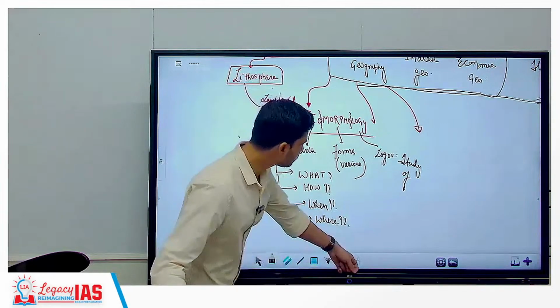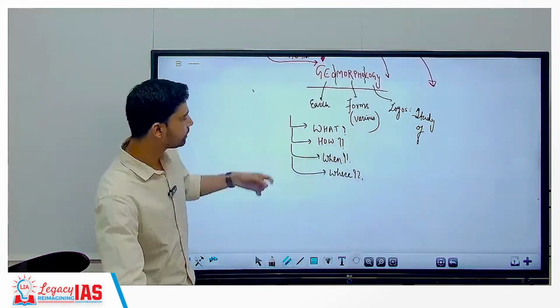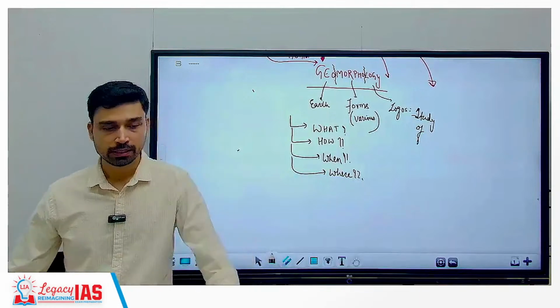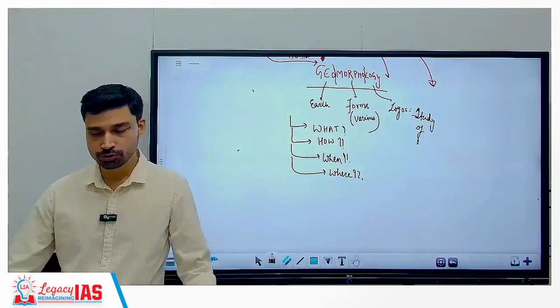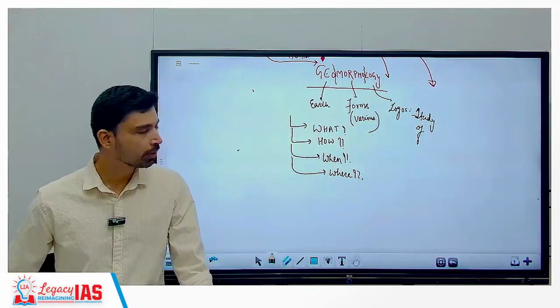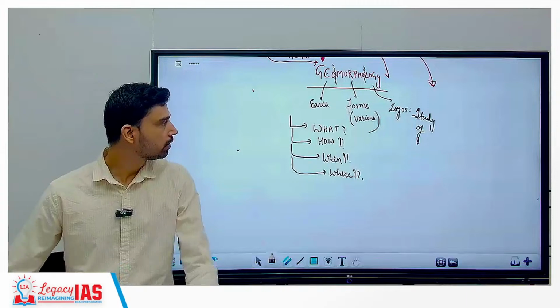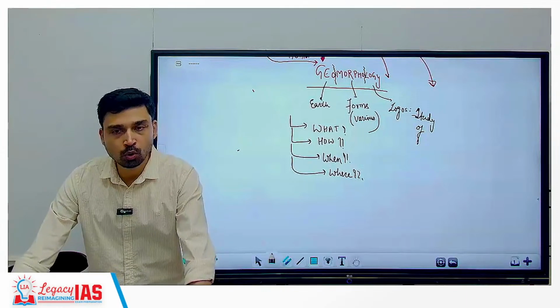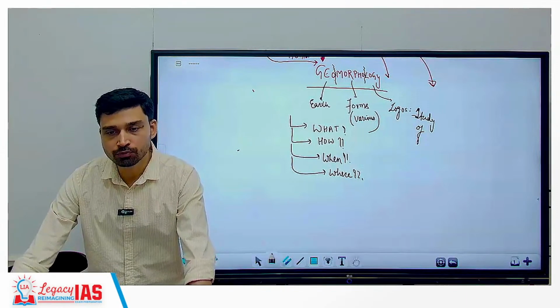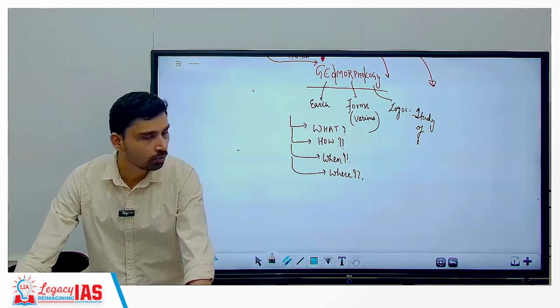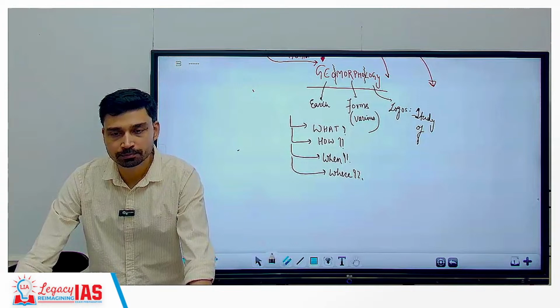More precisely, geomorphology tries to answer 4 questions related to whatever forms we see on the earth surface. Those questions are what, how, when, and where. That is the overall goal of geomorphology, to answer 4 questions related to the landforms: what, how, when, and where.